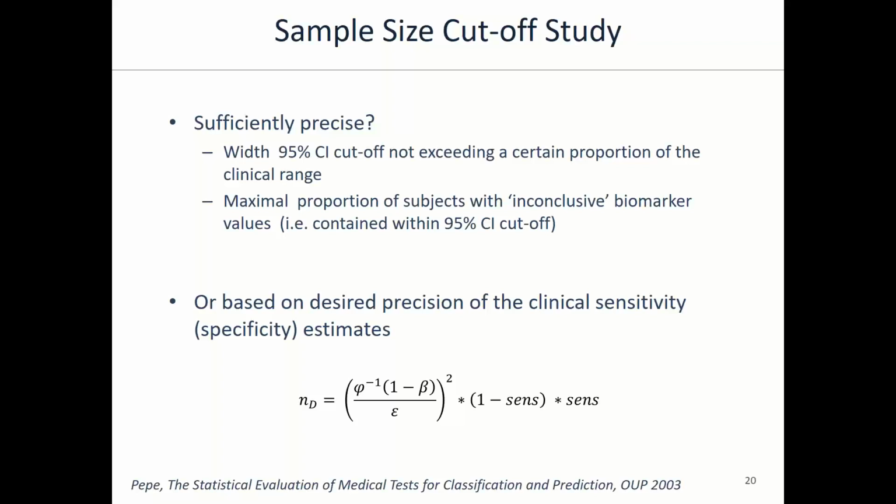That could be that the width of this confidence interval does not exceed a certain proportion of the full clinical range, so the full range of measurements possible. The one that I like better is the second one, because it's really related to the intended use. It's to set a maximal proportion of subjects with an inconclusive biomarker value, so with a value within this confidence interval. If 50% of your measurements fall within this confidence interval, then of course most people will agree that this is not sufficiently precise, but then what is precise is debatable, of course.